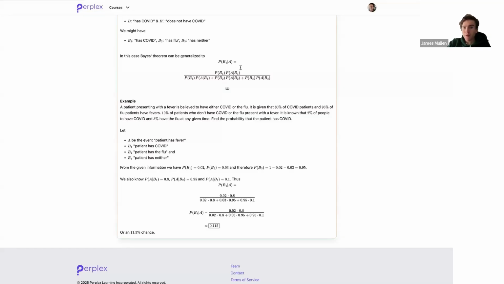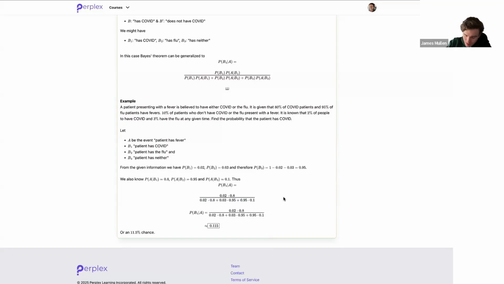0.02, times the probability of having a fever if you had COVID, so 0.8, and I divide by that same thing, but then I also add the case of the probability of you having a fever if you have the flu, times the probability of having the flu, the probability of having a fever if you have nothing, and times the probability that you have nothing, and I add all those up in the denominator, and I end up with a result of 0.015. So it looks like a mess.